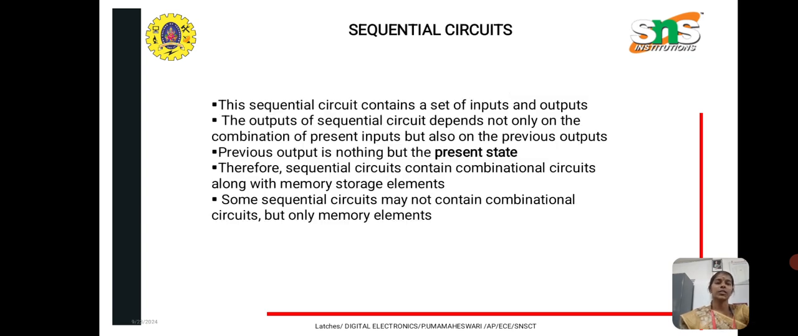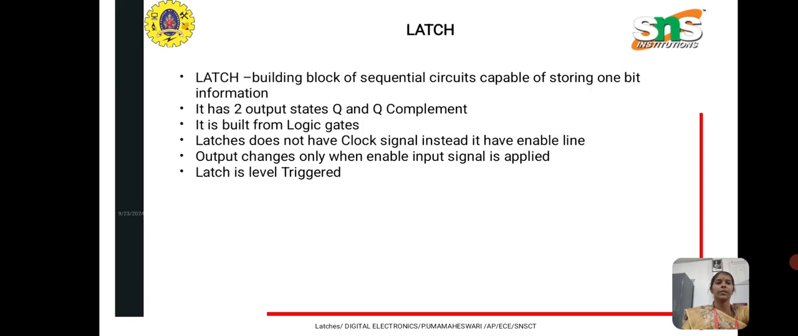Here the sequential circuit contains a set of inputs and an output. The output of the sequential circuit depends not only on the combination of present inputs but also on the previous outputs. The previous output is nothing but the present state. Therefore, sequential circuits contain a combination circuit along with memory storage elements. Some sequential circuits may not contain combinational circuits, but only memory elements.